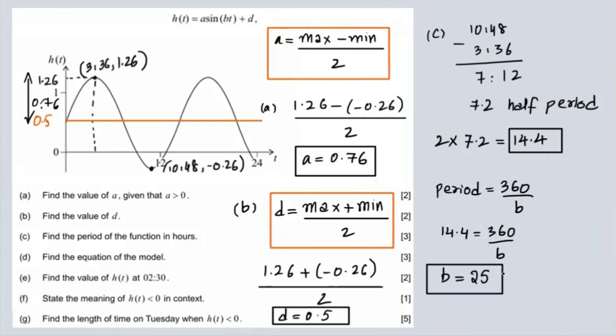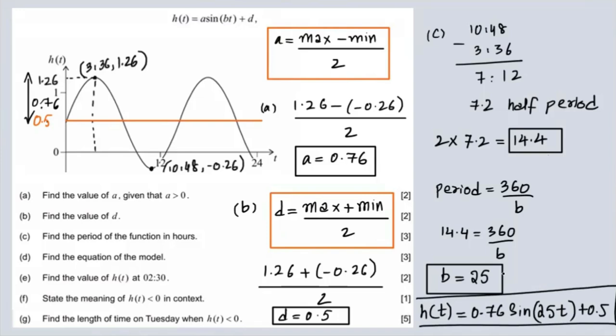So if I have the value of B, I can write my final sinusoidal model as h of t equals, okay, so it's A, which is 0.76 sine 25t plus 0.5. So that is my answer. Now I'm running out of space, so we can do the rest of the parts on the next slide.